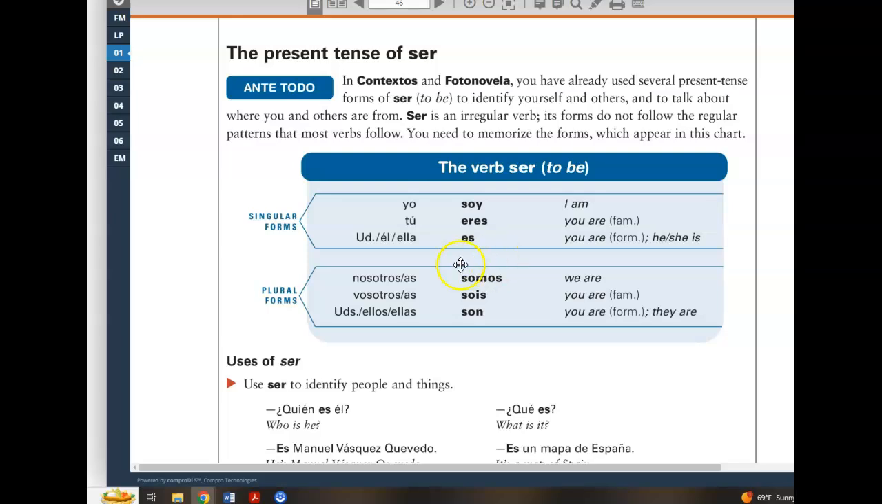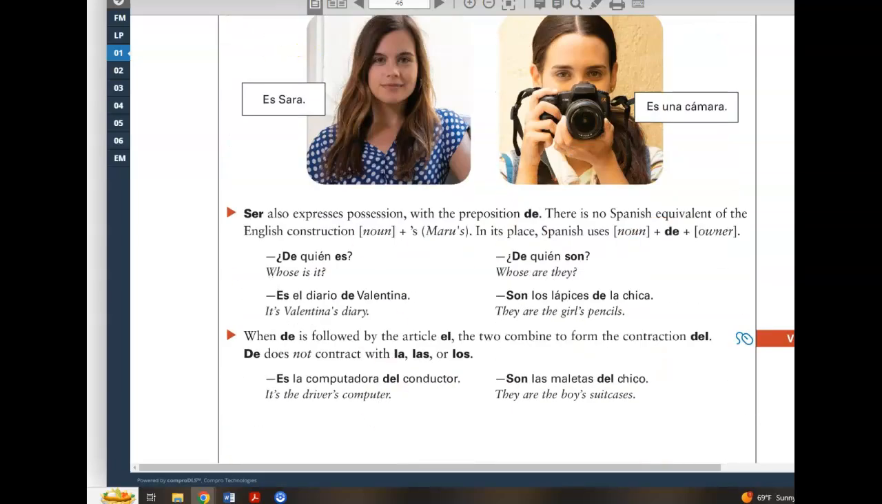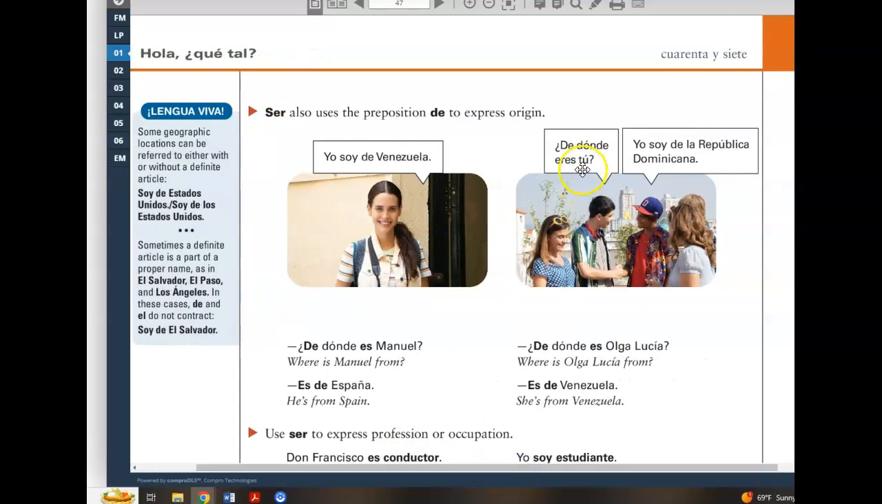As mentioned previously, ser is used to identify people or things, and it's also utilized to indicate origin, where someone or something is from. Like the question that you guys learned in quarter one, ¿de dónde eres? Where are you from? ¿De dónde eres tú? Asking someone in the tú form where they're from, and you're familiar with the response in the yo form. Yo soy de, and then the country or city or town or whatnot.